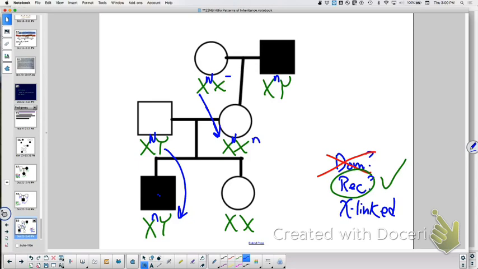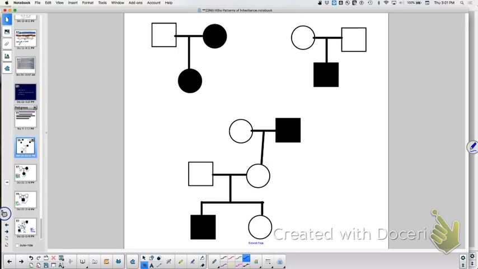The daughter doesn't have the disease, but even if I didn't show you, I could ask you, do you think the daughter will have the disease based on these parents? What would you tell me? No. Why would you tell me no? Yeah, dad only has a big N to give, and I don't even know what mom gave. She gave the big N or she gave the little N. So will that work for a sex-linked disease? Yes.